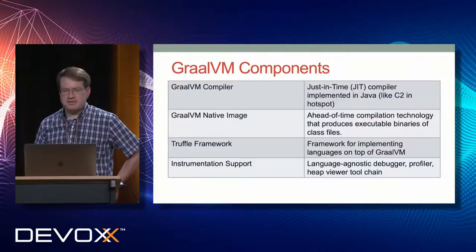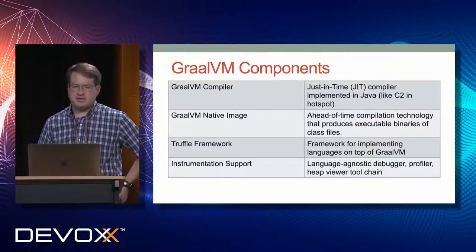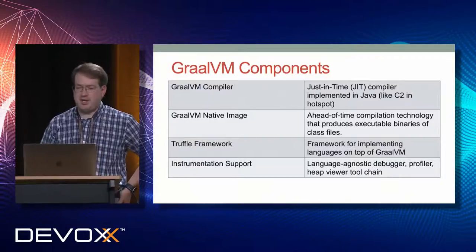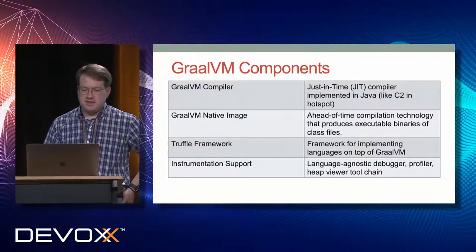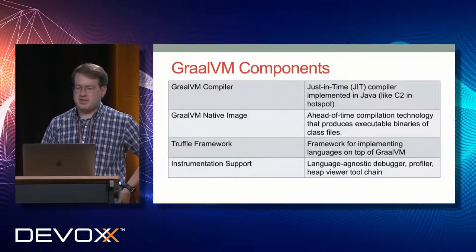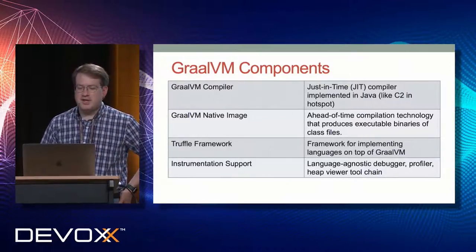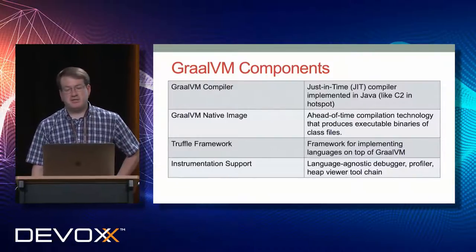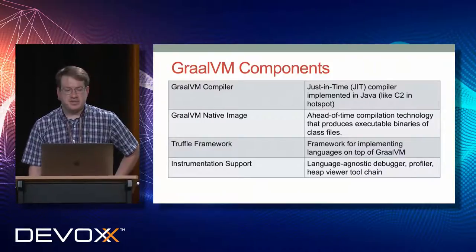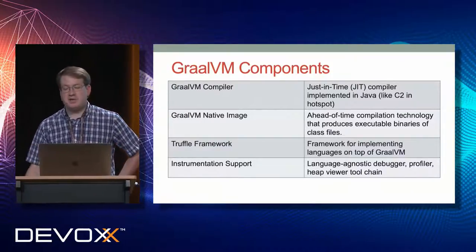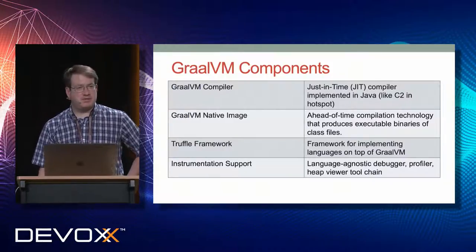So the components of the GraalVM: you have the GraalVM compiler, which is a just-in-time compiler implemented in Java. It's like C2 in HotSpot. You have the Graal native image component, which is an ahead-of-time compilation technology that produces executable binaries. The Truffle framework, which is a framework for implementing languages on top of GraalVM. And then finally, instrumentation support. So there's actually a language-agnostic debugger, profiler, and heap viewer toolchain that's available with it.